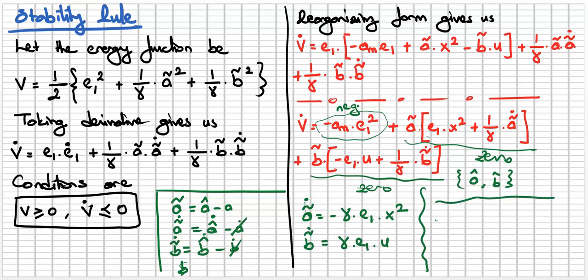And so in the final form we have A hat dot equal to minus gamma times E1 times X square, okay, and B hat dot equal to gamma times E1 times U. These are the rules of our system to estimate the proper values of our system, A and B, especially in the nonlinear system design.